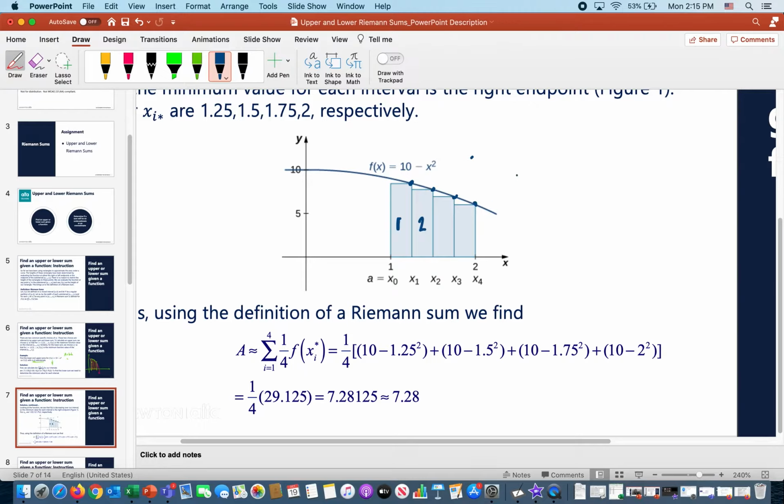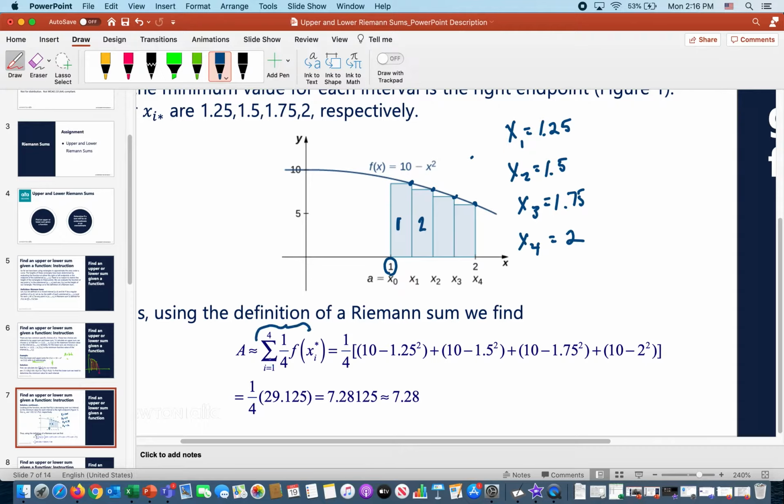So the question then becomes, what does x sub 1 equal? If you recall, we started our intervals at 1, and the width of each interval was 1/4 or 0.25. So this x sub 1 is going to be 1.25, and x sub 2 is going to be 1.5. X sub 3 is 1.75, and then x sub 4 is that last x value, which is 2.